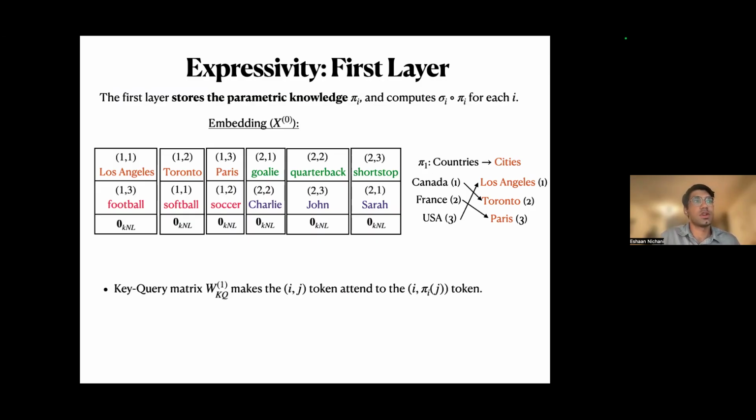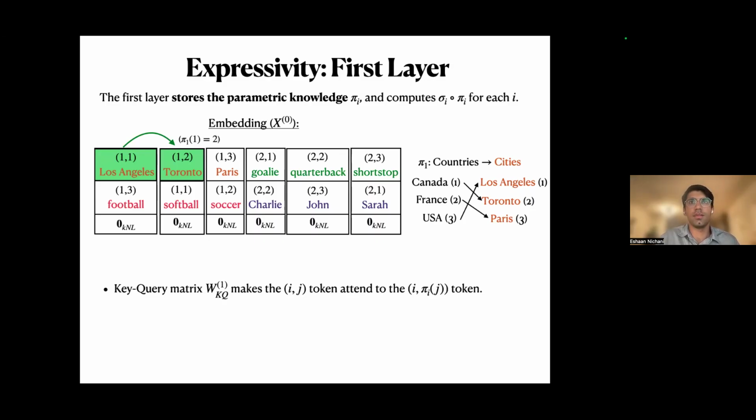First, the first layer key query matrix, W_KQ, is going to make the (i, j) token attend to the (i, π_i(j)) token for all values of i and j. So let's look at what happens for i and j being equal to 1. We know that π_1(1) is 2. Canada maps to Toronto, we see on the right. And as such, we want the (1, 1) token to attend to the (1, 2) token.